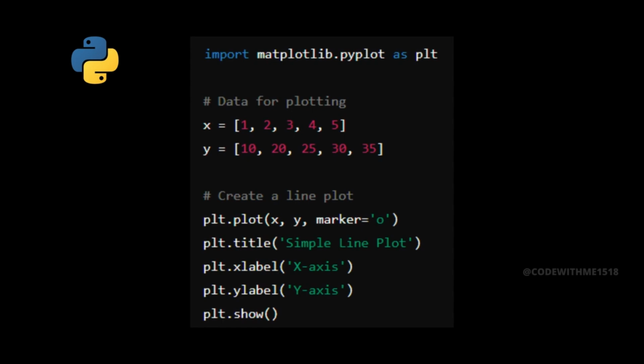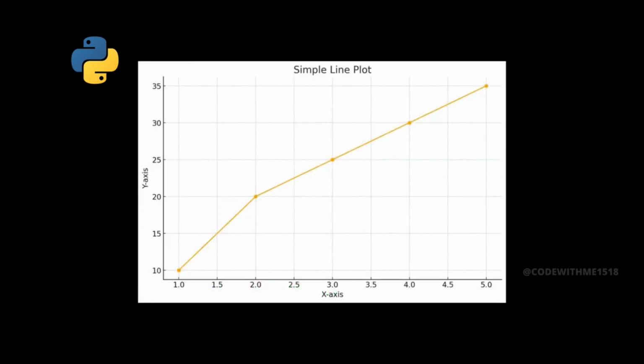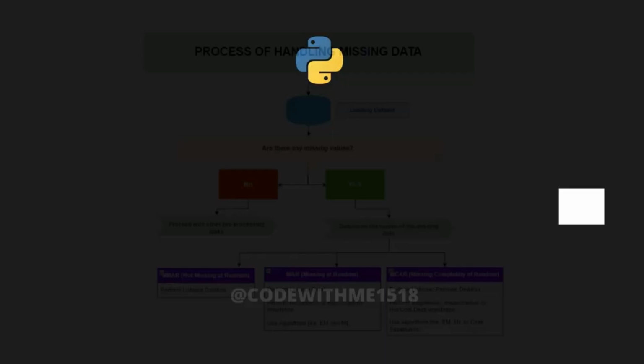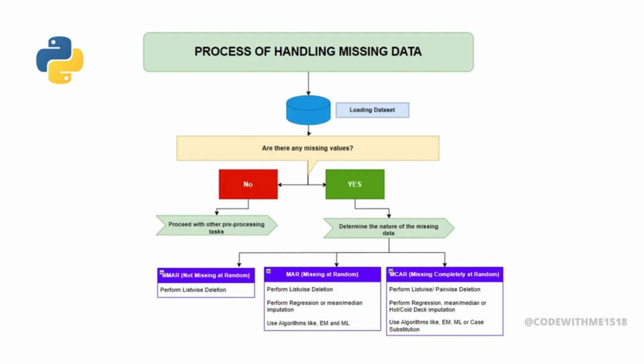Let's run the script to see the output. You should see a line plot with markers at each data point. In any dataset, dealing with missing data is crucial for maintaining data integrity. Let's explore how to handle missing data using the Pandas library.